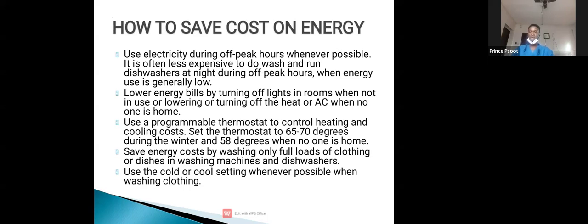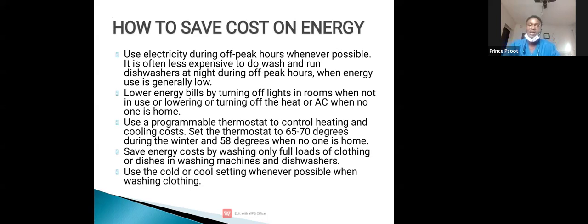You can use a programmable thermostat to control heating and cooling costs. So you set the thermostat to 65 to 70 degrees during the winter and 50 degrees when no one is home. Save energy cost by washing only full loads of clothing or dishes in the washing machines and dishwashers.